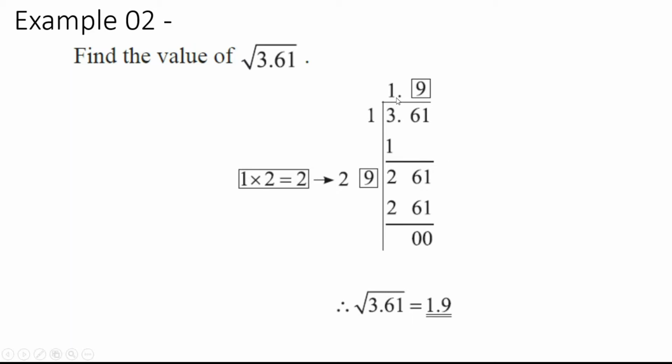2 times 1 is 2, so you write 2 leaving space for the unit value. Try values from 0 to 9 for this missing digit until the product of this digit and the value obtained on the left side gives 261. When the missing digit is 9, you can get 261 by multiplying 29 into 9. Therefore, the square root of 3.61 is 1.9.